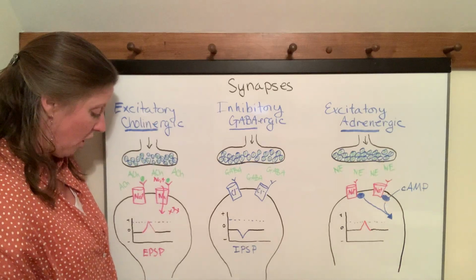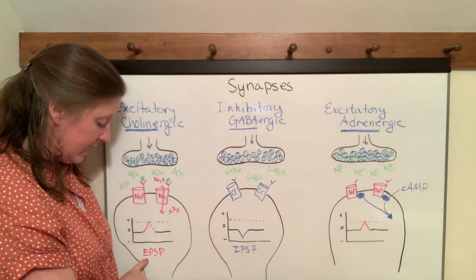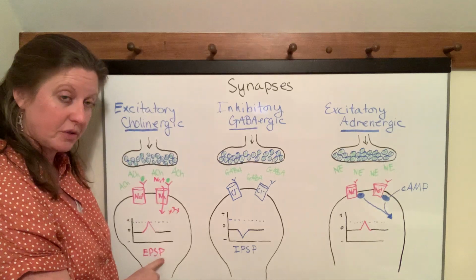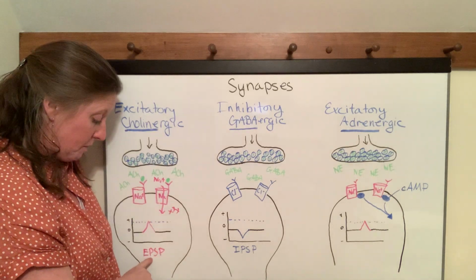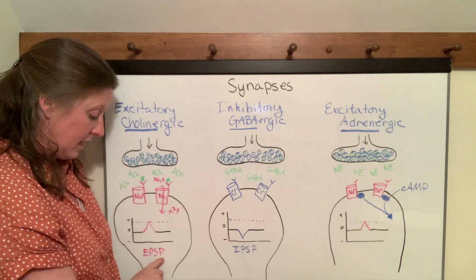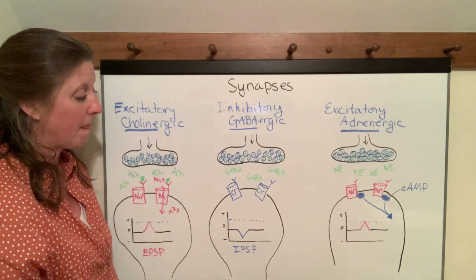Now, we call these, and this is important for the next lecture, EPSPs, or excitatory postsynaptic potentials. Excitatory because we're getting closer to an action potential, postsynaptic because we're in the postsynaptic cell, and potential because we're talking about differences in charge across the membrane.